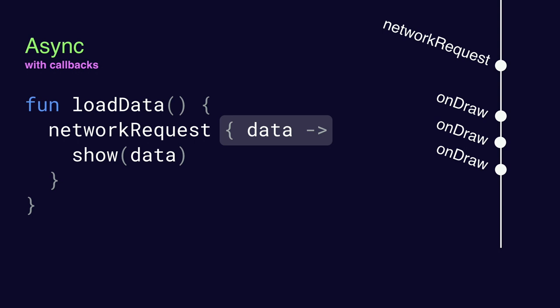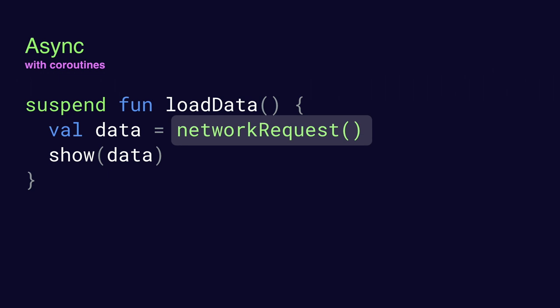The network library is going to find another thread, and it's going to run that network request for me, and it's going to use that callback as a handle that it can use to call back into my code. Then in that callback, I can go ahead and show the result. This is the core concept of async programming, and callbacks are one way we can accomplish this. If I rewrite that exact same code, we can do the same thing 3 times.